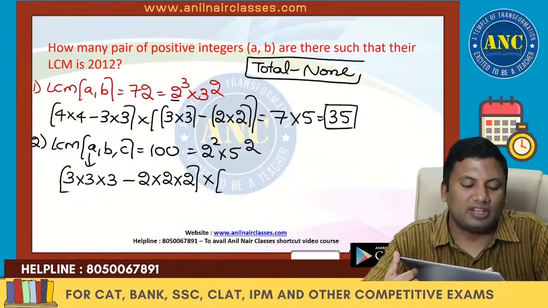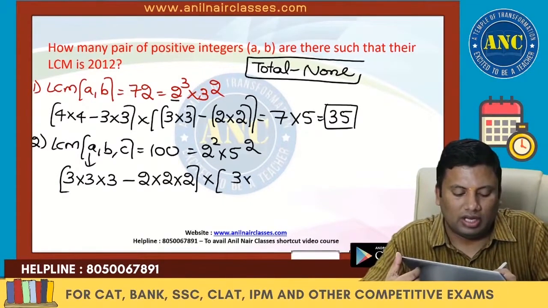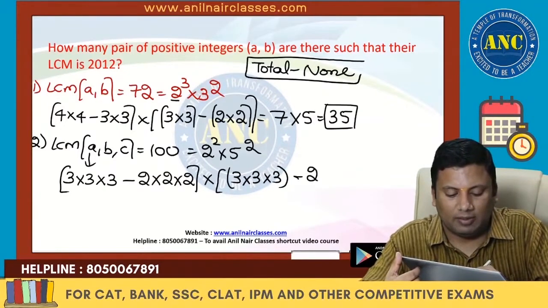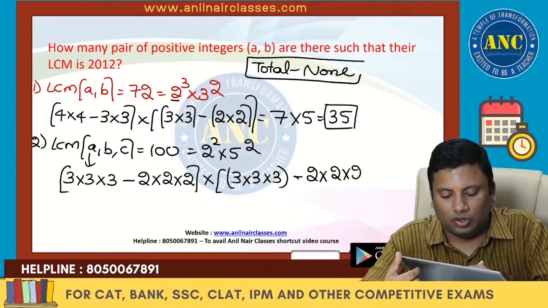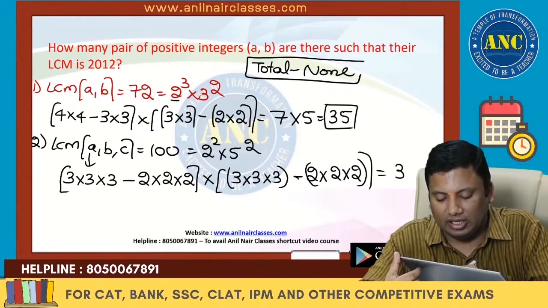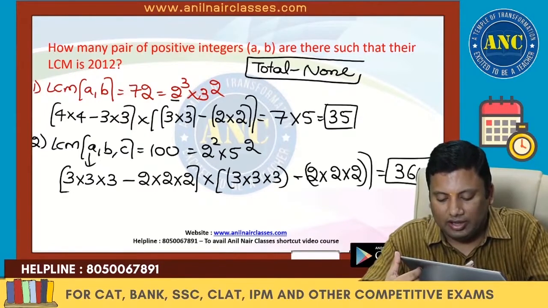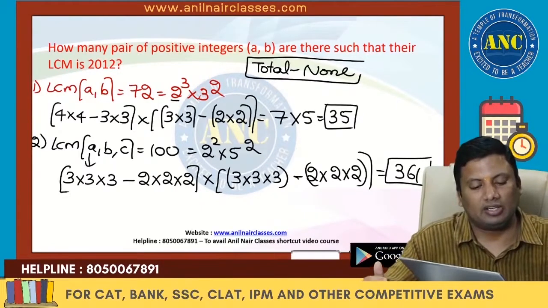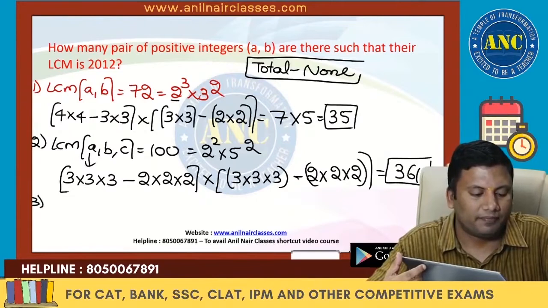Into 5 square, 0 to 2, 3 cases. 3 into 3 into 3. Since the power is same, it will be the same. 2 into 2 into 2. So, these 27 minus 8, 19. 19 square is 361.